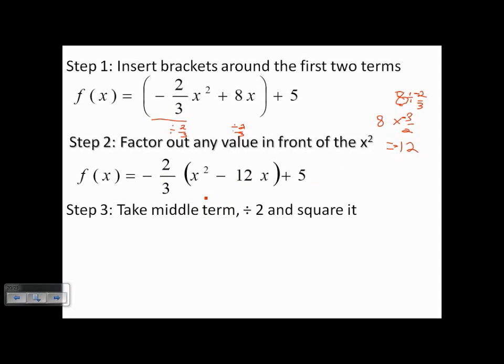Take the middle term. Our middle term is negative 12. Divide by 2, negative 6. Square it, 36. Yep. The negatives are important. You should be keeping them. But in this case, since I know that I'm going to square it eventually, the negative doesn't really matter.